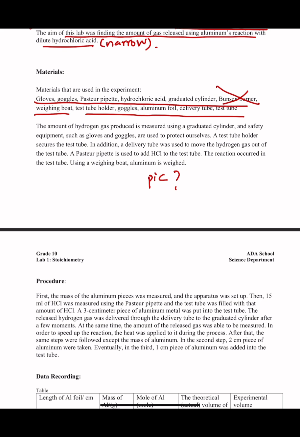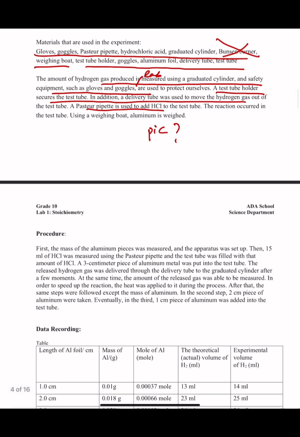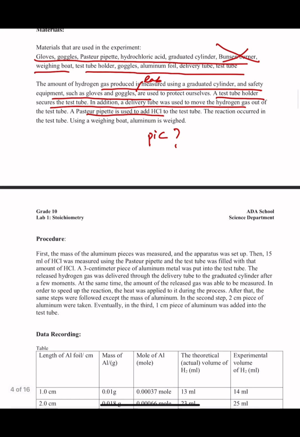And then they had test tubes. So the amount of hydrogen gas is measured using graduated cylinders, safety equipment such as gloves, goggles. They forgot about the lab coat. That was a safety equipment. A test tube holder secures the test tube. In addition, delivery tube. And a pasteur pipette is used to add hydrochloric acid to the tube.